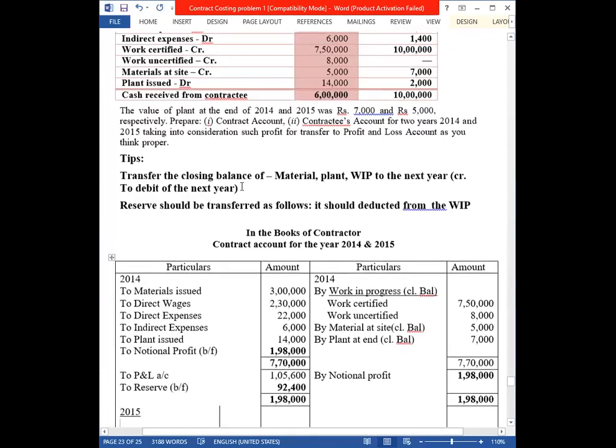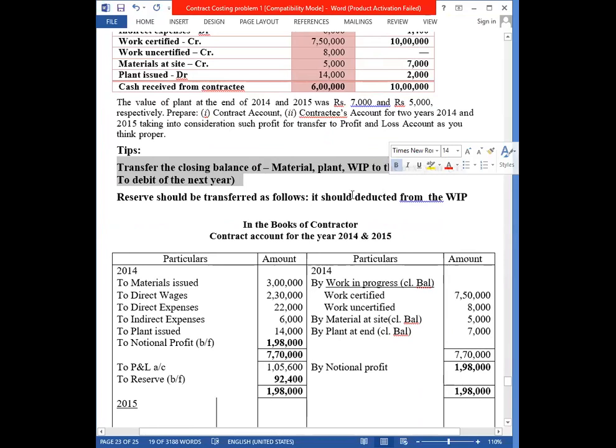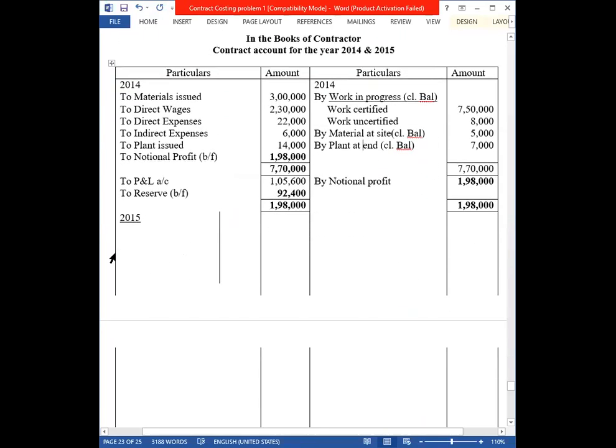Before you read this item, the first thing you have to do is transfer all the closing balances of 2014. See, what are all the closing balances? Work in progress, material, plant. All these closing balances should be transferred to the next year as opening balances. Okay, and here also, this is also a closing balance. This also you should transfer to the next year. The remaining you need not transfer. So first, let me start with transferring all the balances.